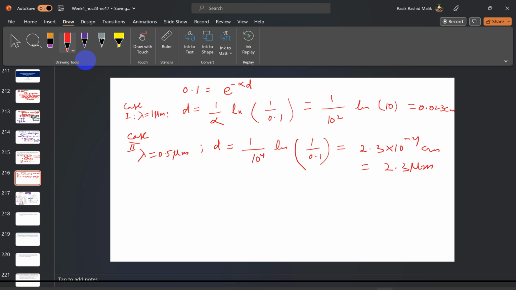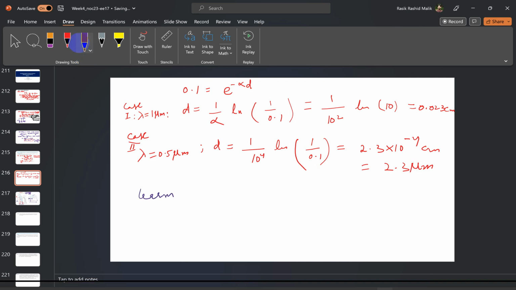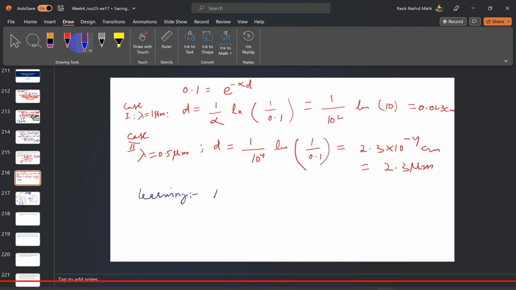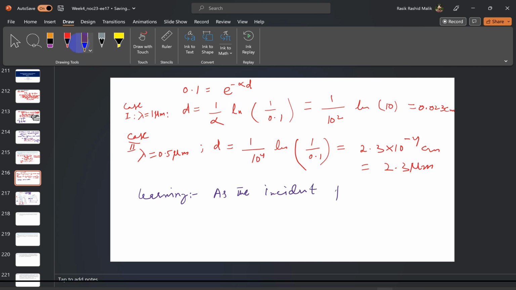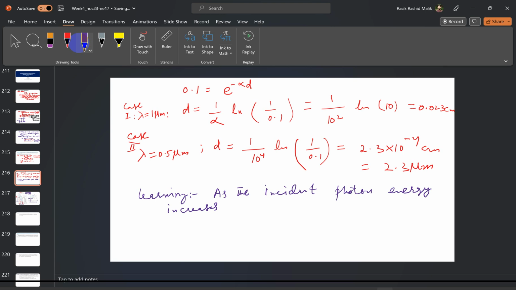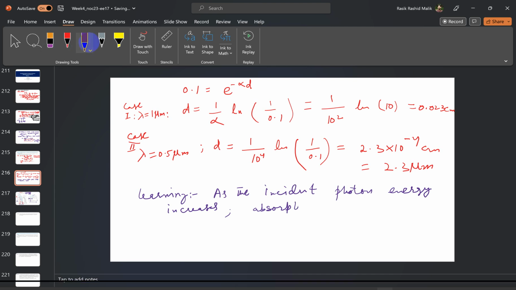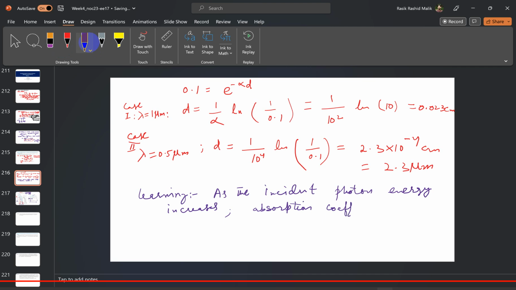So what did we learn from here? That as the incident photon energy increases, or when the wavelength decreases, the absorption coefficient increases rapidly.